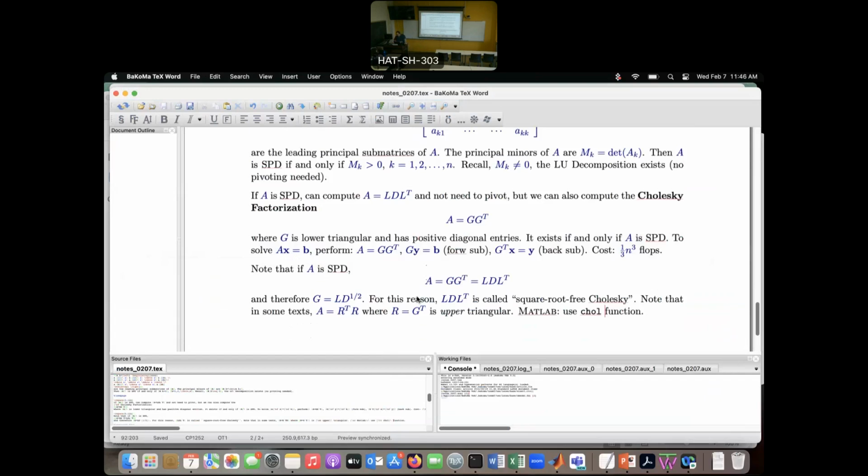I ended up getting a comment on my student evaluations at the end of the semester several years ago, and the comment simply said, "When I think positive definite, I think Cholesky." So, okay, well, that got absorbed.